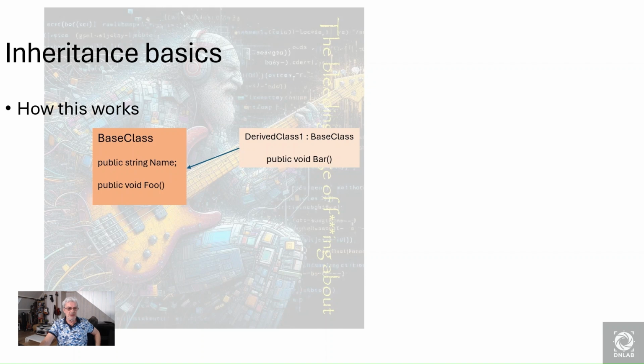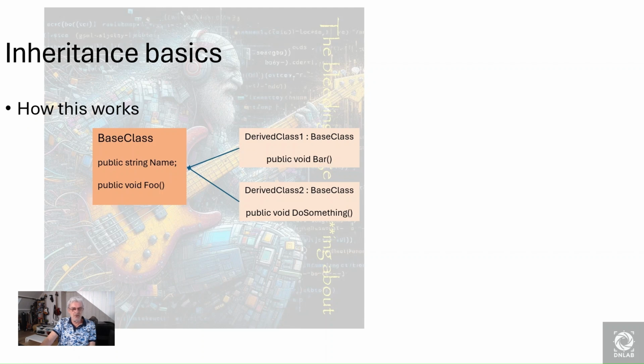And we can have a second derived class, which also inherits the base class. That's why it's derived. And it has its own method called do something. Both the derived classes 1 and 2 get their own instance of the base class they inherit, and they also get access to the properties and the methods in that base class. So our derived class 1 will have its own public void bar method, but it will also have access to the name property and the foo method. The second derived class will have access to the name property and foo method of the base class, but it will have its own public method do something.